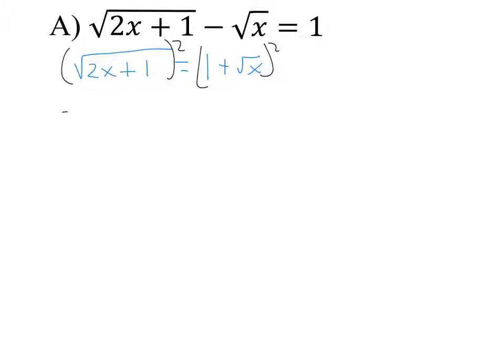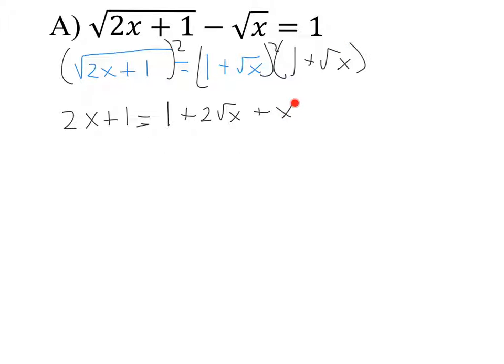This becomes 2x plus 1. You're going to have to FOIL this out. So you could write just 1 plus square root x, and you have to FOIL. And when you FOILed, you should have gotten 1 plus 2 square root x plus x. So if you're wondering where the x came from, square root x times square root x is the square root of x squared, which simplifies just to be x.